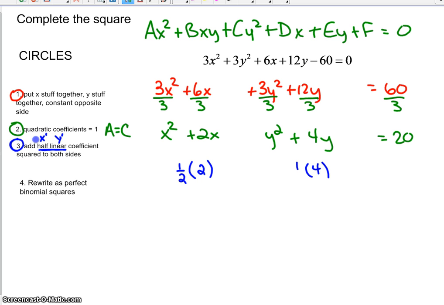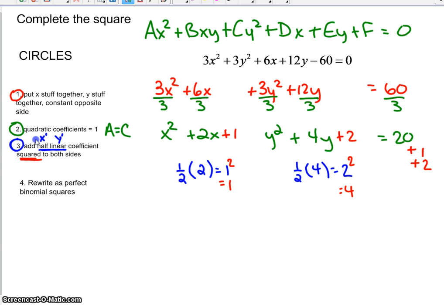Okay, so I'm going to take half. And then what I want to do to that is square it. So I'm going to square the 1, and I'm going to square the 2. Now, what I'm going to do is add that to both sides of my equation. So when I added the 1 to the x stuff, I also have to balance my equation and add the 1 to the right side. When I add the 2 to the y stuff, I also need to add the 2 to the other side.